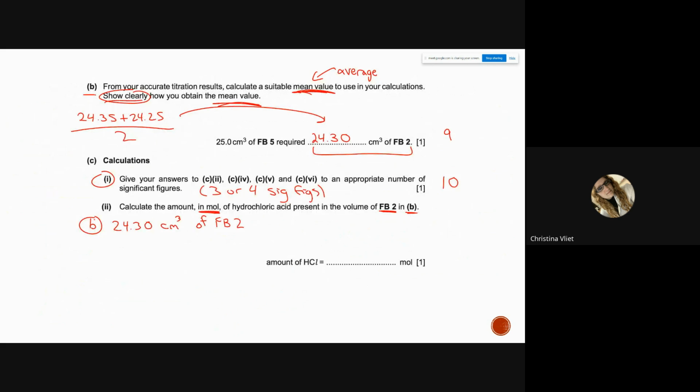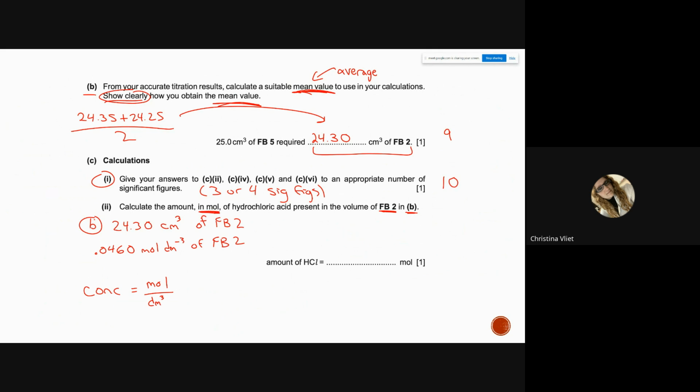So from the beginning, we have that there is 0.0460 mole dm^-3 of FB2. So we have the volume and we have the concentration. What's the formula? Concentration equals mole over dm cubed. That's the formula. You need that formula for titration.